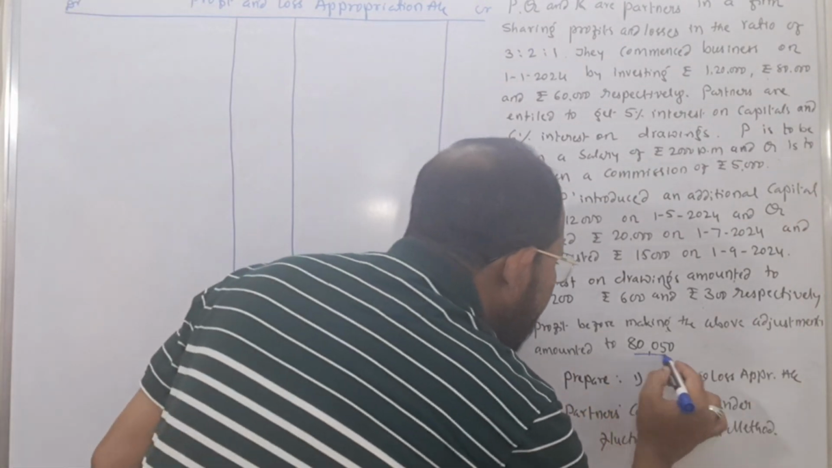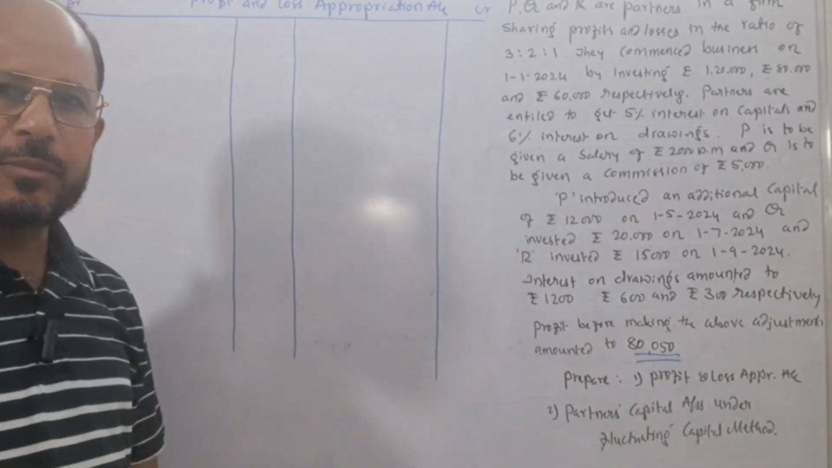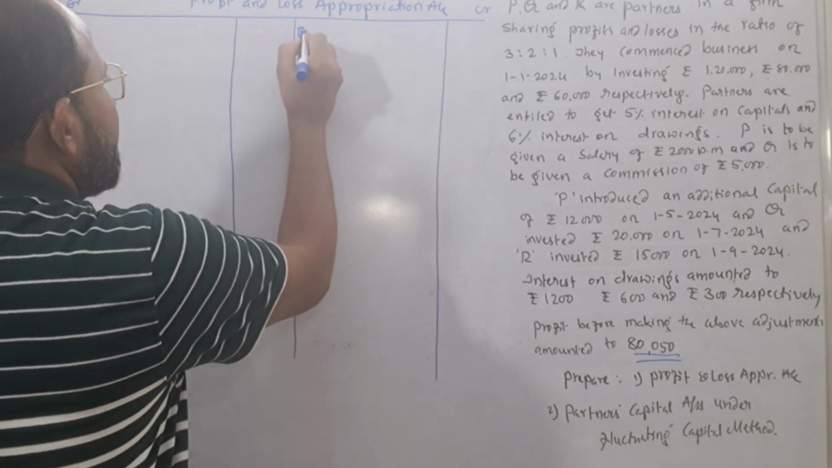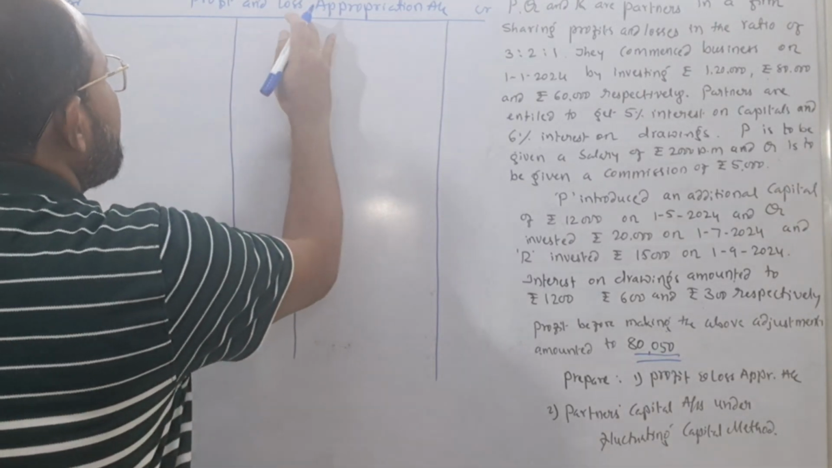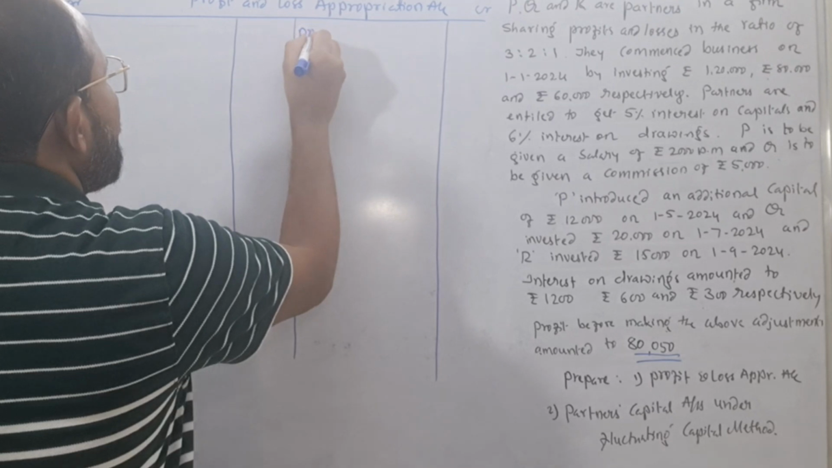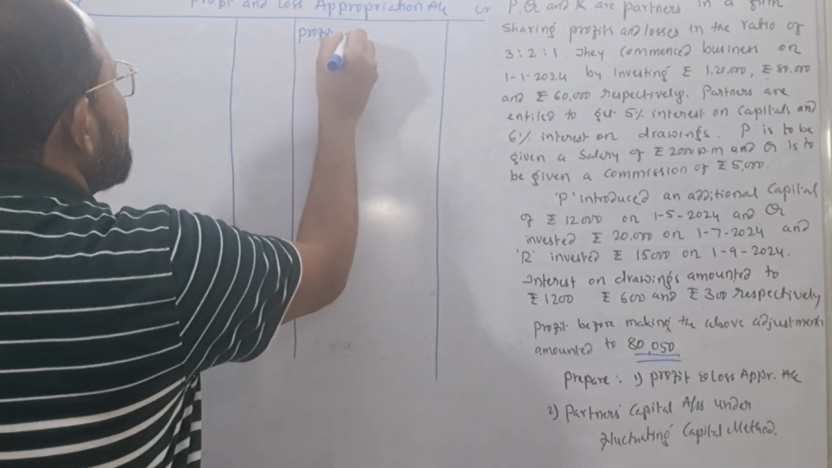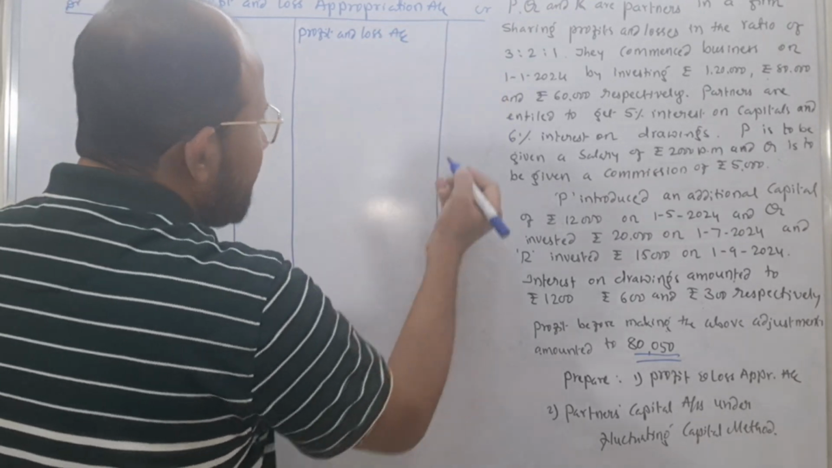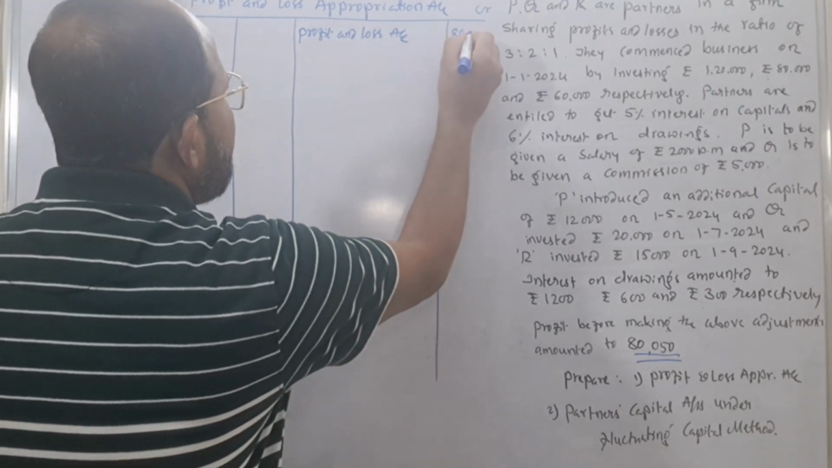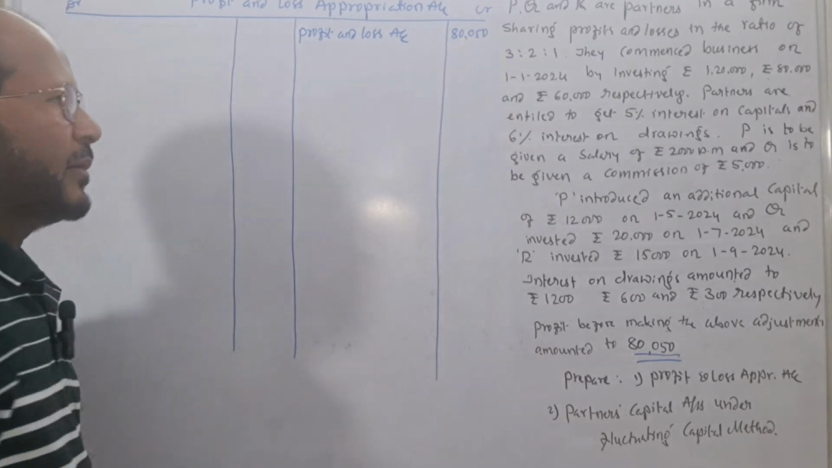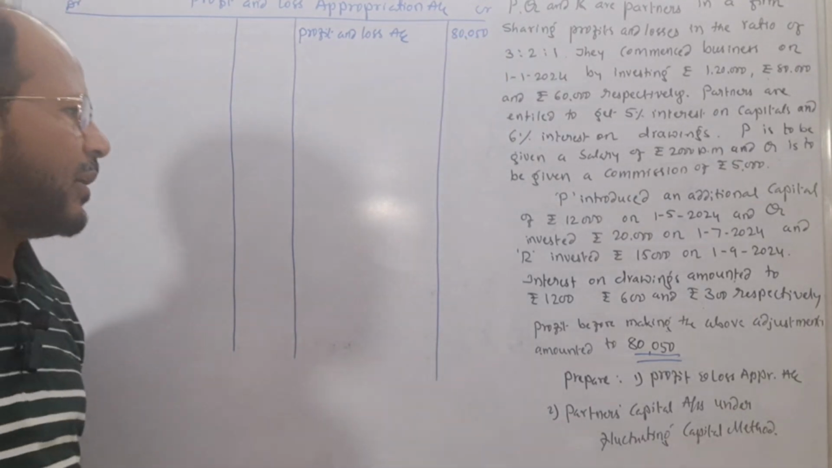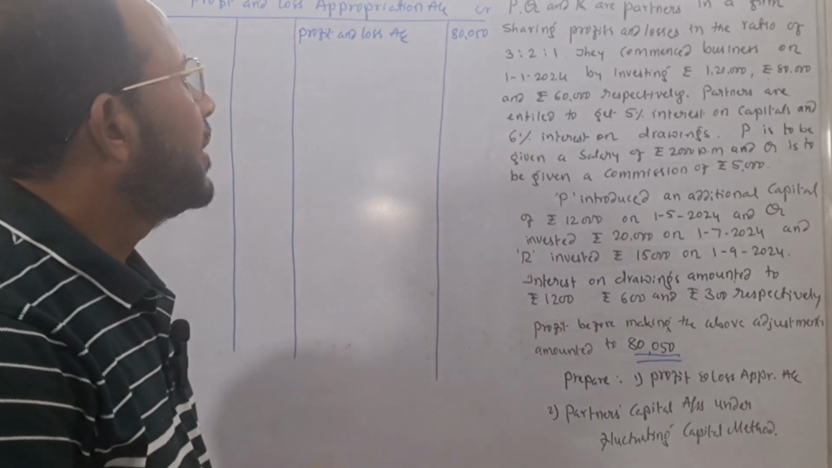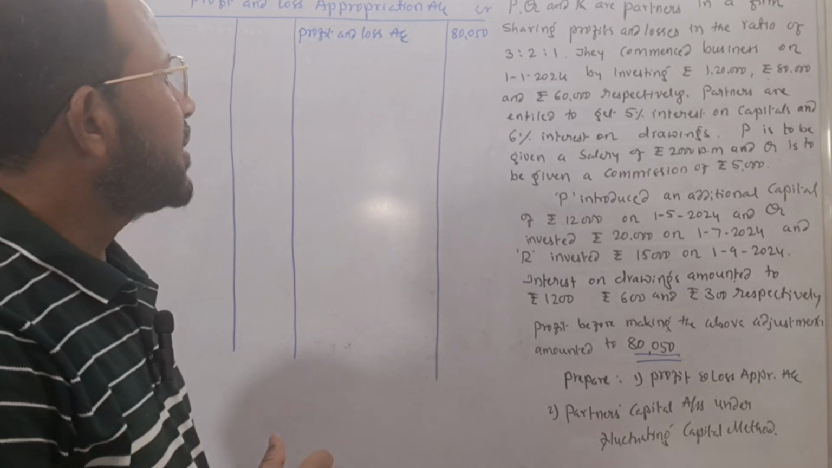Here, profit before making the above adjustments or as per the profit and loss account is rupees 80,050. That we have to take first, that is profit and loss account. What is the amount here? Rupees 80,050. 80,050 is to be taken. This is the beginning of the profit and loss appropriation account. Now we have to make the necessary adjustments. Okay, what are the adjustments here?